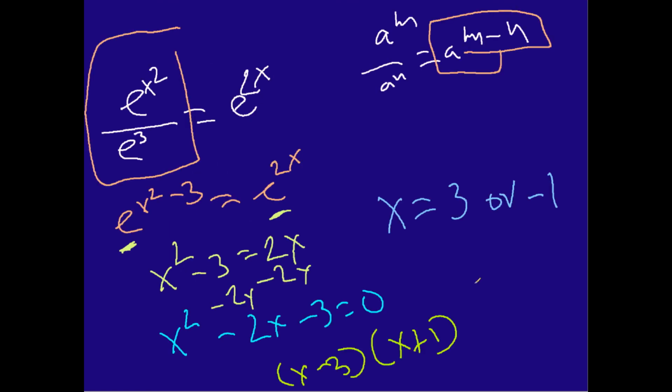And in this last example, you had to have knowledge of the exponent properties, because we had to simplify the stuff on the left-hand side of the equal sign. By simplifying this to e to the x squared minus 3, which is the same as dividing these by each other, we had the same base, and we could solve using basic algebraic ideas.